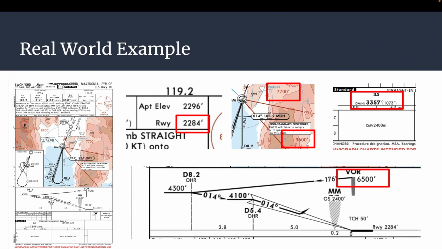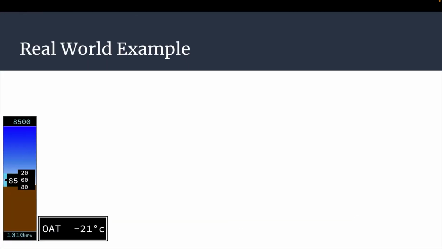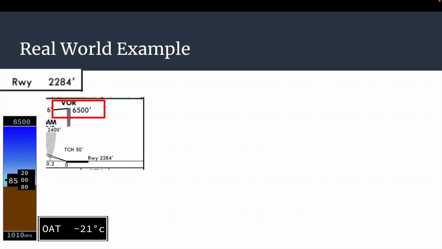Now, we would have to do the calculation for all 3 step altitudes. However, we'll just do it for the 6,500 feet first, and then we'll do it for the ILS decision altitude. So, we're coming into Ohrid, and in this scenario, we're at 8,500 feet, and the outside air temperature is negative 21 degrees Celsius. Runway is 2,300 feet, and we want to first calculate what indicated altitude we need in order to get a true altitude of 6,500 feet.